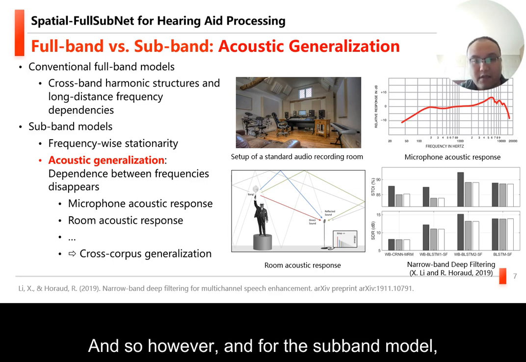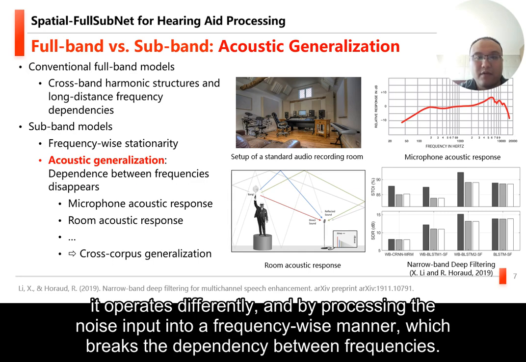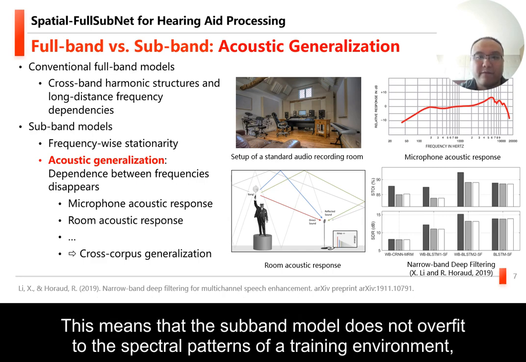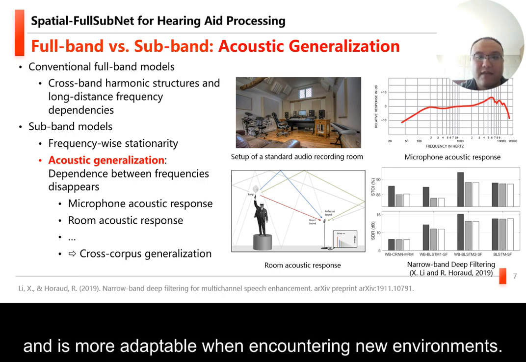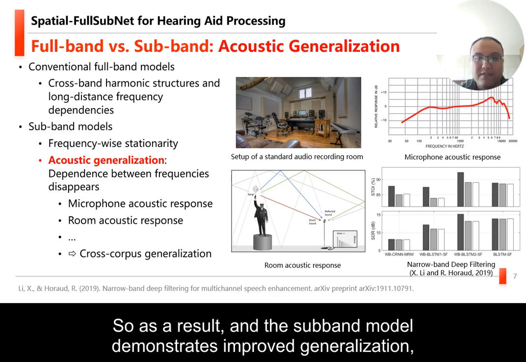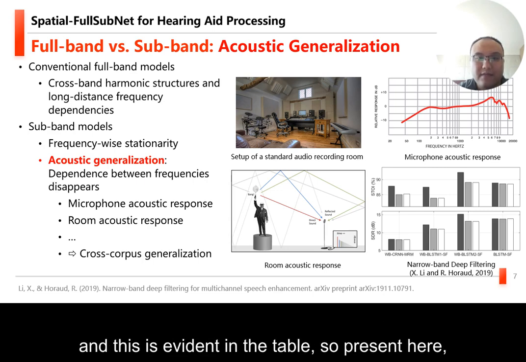However, the subband model operates differently. By processing the noisy input in a frequency-wise manner, it breaks the dependency between frequencies. This means that the subband model does not overfit to the spectral patterns of a training environment, and is more adaptable when encountering new environments. As a result, the subband model demonstrates improved generalization, and this is evident in the table presented here.